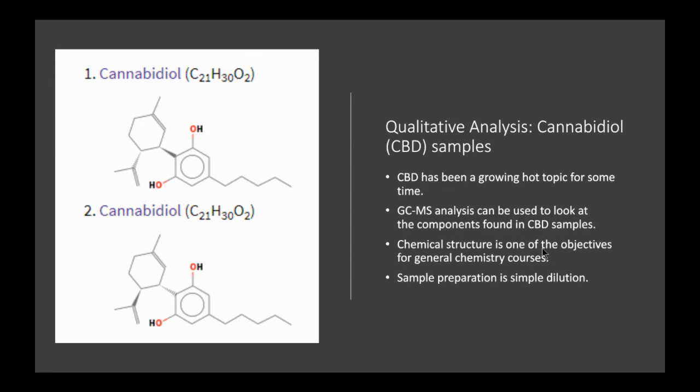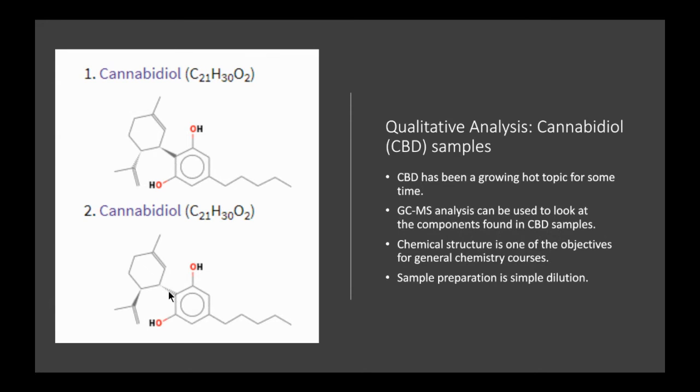And chemical structure is one of the objectives for general chemistry. And so I have over here to the side two different CBDs. Now, if you look up CBD, you don't find these two structures. This is actually from the NIST website. And for those who are savvy, they notice that everything else in these two structures is the same, except for this little wedge that's on the top. Here, this wedge is solid, and down here on the lower one, it's a dashed wedge.